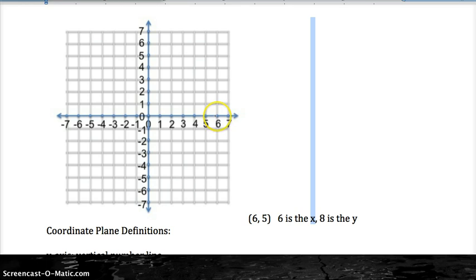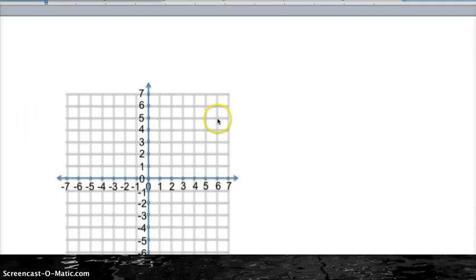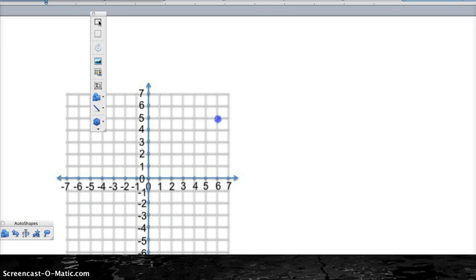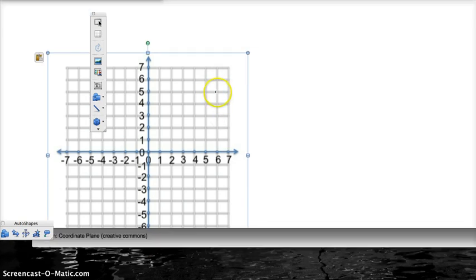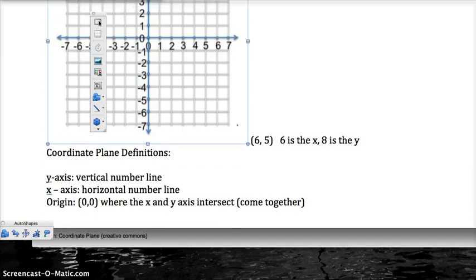Okay, so we stay on 6 right here on this line, and then we look at our y-coordinate, which is 5, and that tells us we need to move up 5. So we were on 6, so we need to now move up 5. 1, 2, 3, 4, 5. Okay, so our point would go right here on the coordinate plane. Let me get a point so I can show you where it would go. Okay, so where this purple light is showing up, that's where the dot would need to go, because we went over 6 and we went up 5. So right here would be where you need to place your first coordinate.